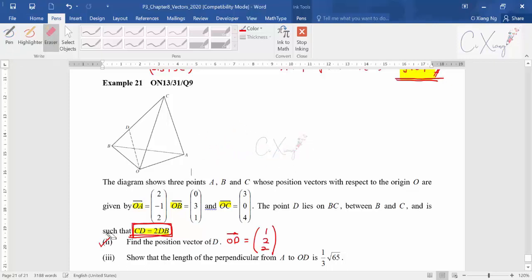Now we continue to part number 3. They want you to show that the length of the perpendicular from A to OD is this one. So they already give you the answer, actually. Maybe you can imagine, this is the line.